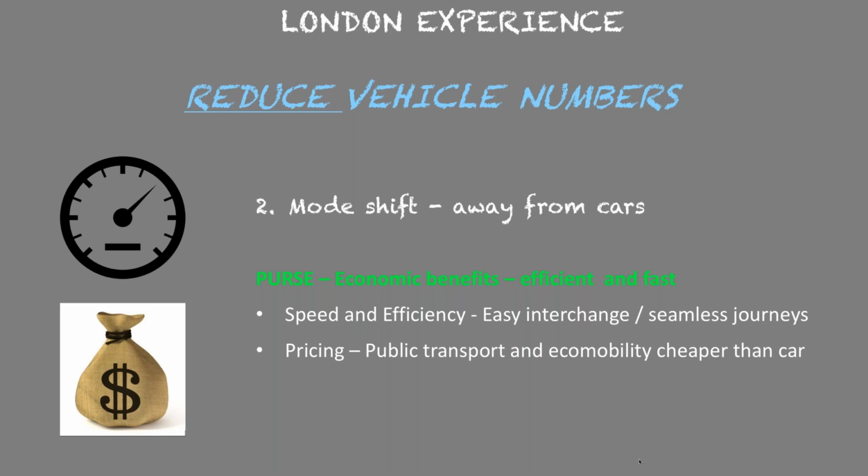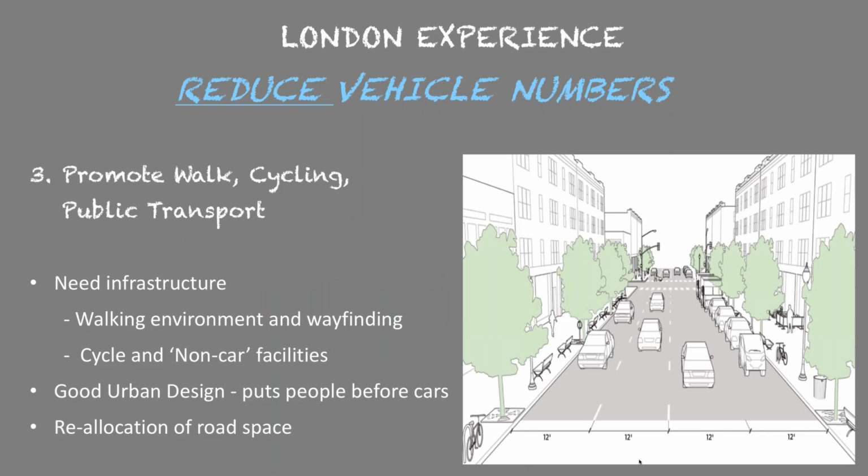Then the third thing is about promoting walking, cycling and public transport. So generally just promoting eco-mobility. And here the emphasis has been on providing infrastructure: cycle lanes, good walking environments, and really good urban design that puts people before cars. And it's about reallocation of road space.